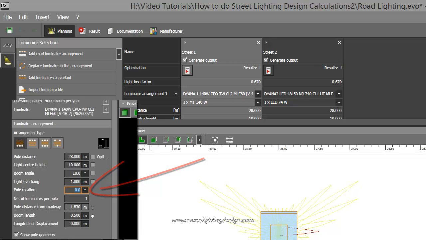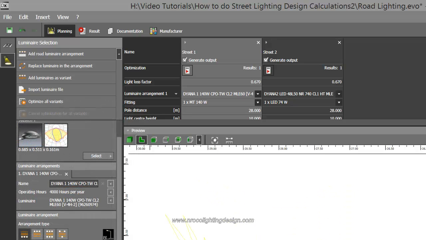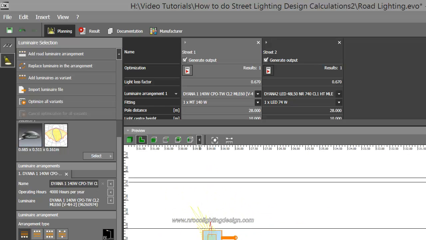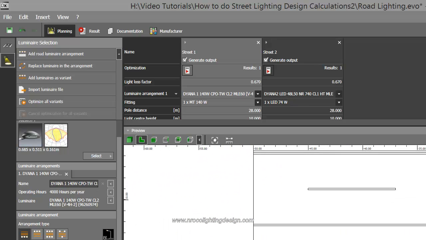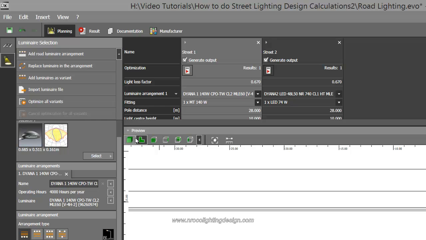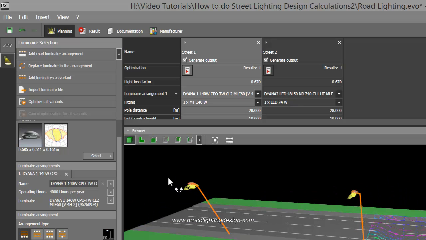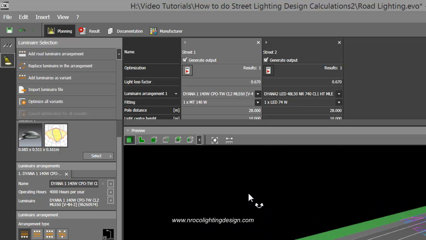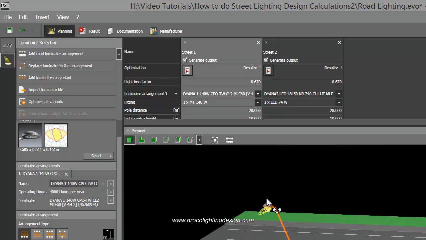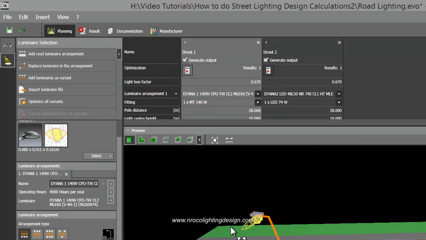So if I make it 90, for example, I type 90 and then enter, and then boom, see, now it's like this. It's aiming towards the side of the pathwalk. If you go to the 3D, now it's like that. So it's wrong. So if you are experiencing something like this, then you need to rotate your luminaire.